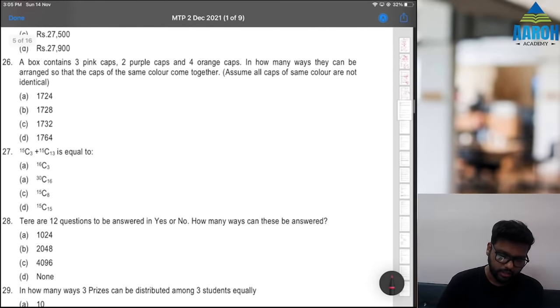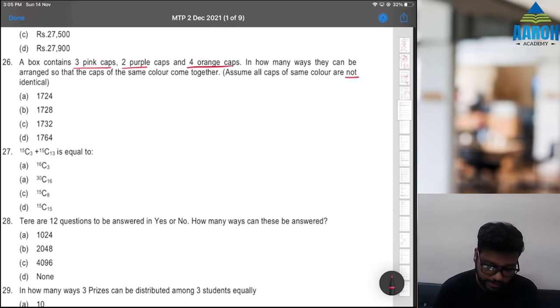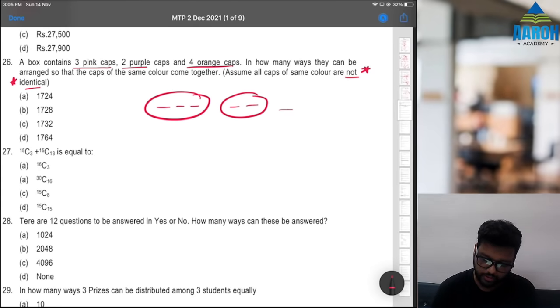Next, a box contains 3 pink, 2 purple and 4 orange caps. In how many ways they can be arranged so that caps of same color come together? Assume that same color caps are not identical. This is important, otherwise the answer would have been different. Not identical means we want 3 pink caps together, 2 purple together, 4 orange together.